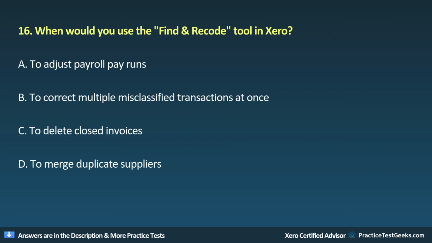16. When would you use the Find and Recode tool in Xero? A. To adjust payroll pay runs. B. To correct multiple misclassified transactions at once. C. To delete closed invoices. D. To merge duplicate suppliers.